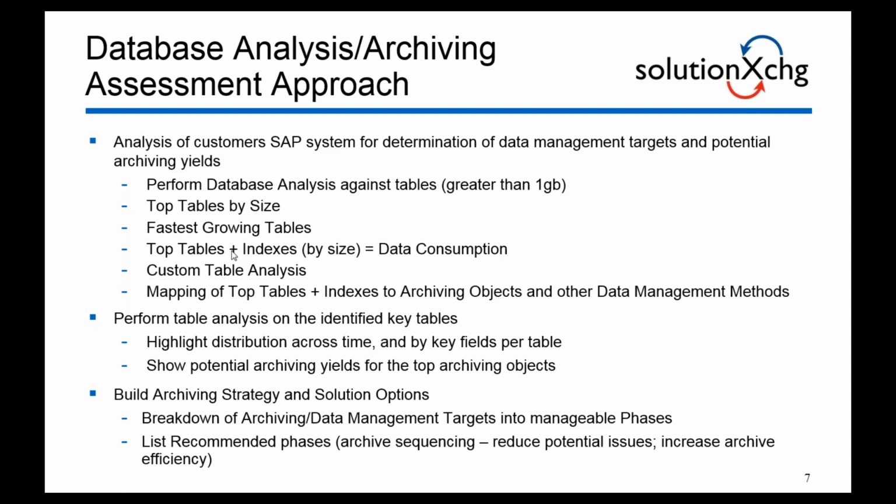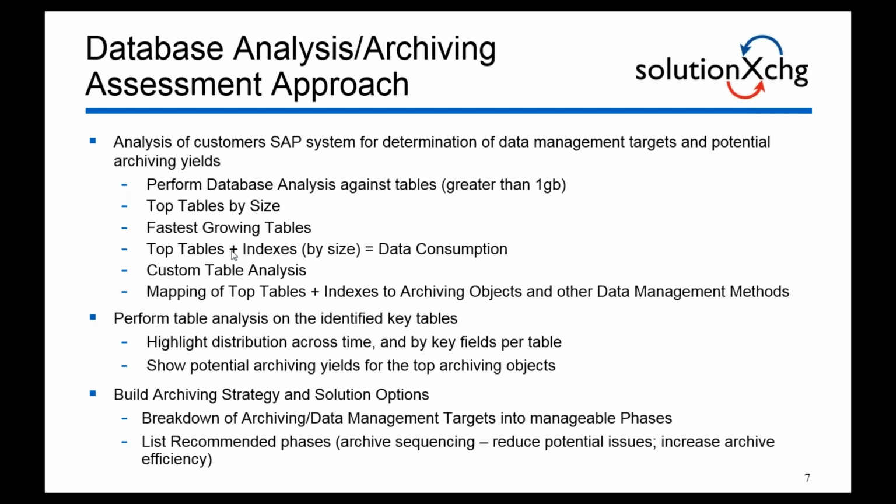After we do that high-level process and finally map all the tables and indexes to archive objects, then we want to perform table-specific analysis against the key tables for each of the archive objects. What that does is it highlights the distribution across times by key fields per table. That will help show potential archiving yields for the top archiving object. Then the final step is to build an archive strategy and provide solution options.